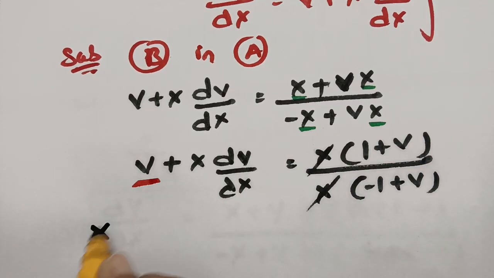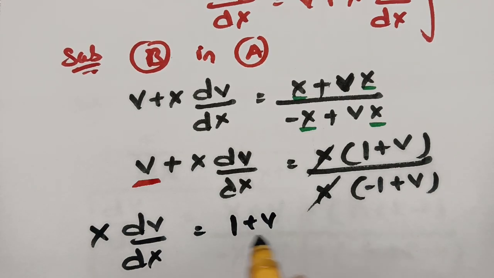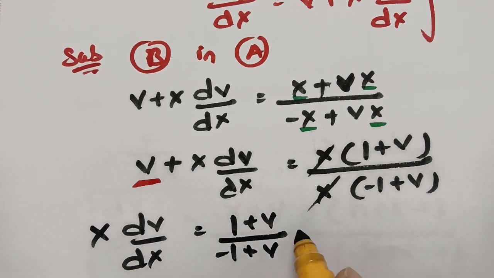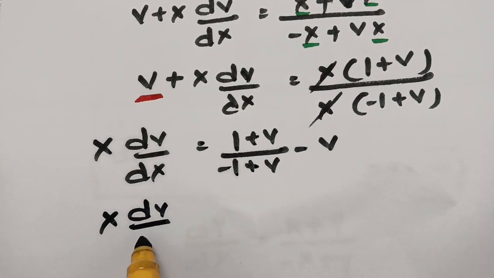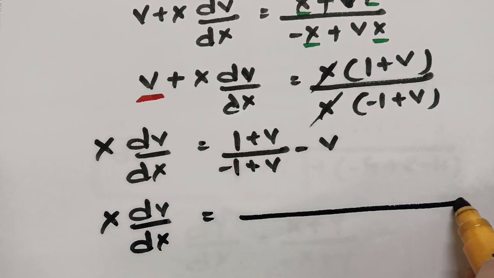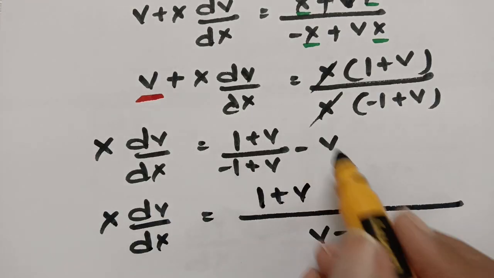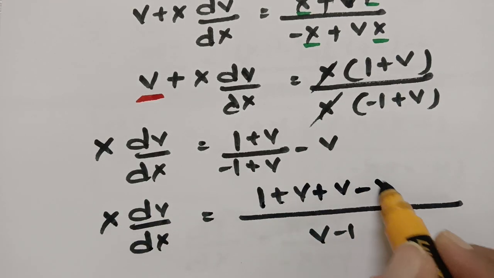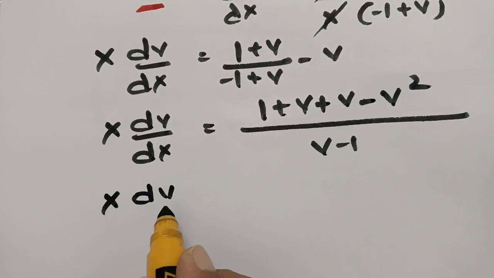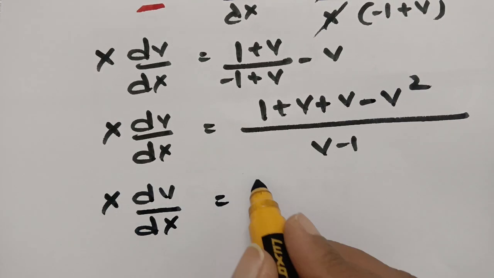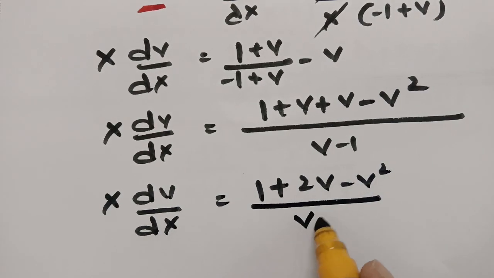So this will be x into dv by dx is equal to 1 plus v by minus 1 plus v, and this is minus v. So x into dv by dx is equal to, this is v minus 1, this value is 1 plus v. If I multiply, this will be v, and this is minus v square. So x into dv by dx is going to become 1 plus 2v minus v square by v minus 1.